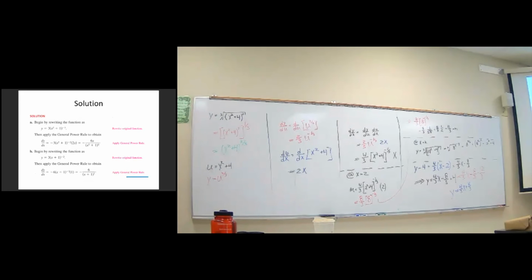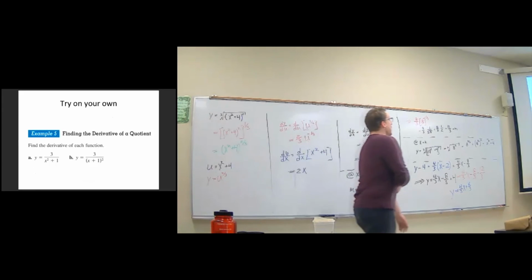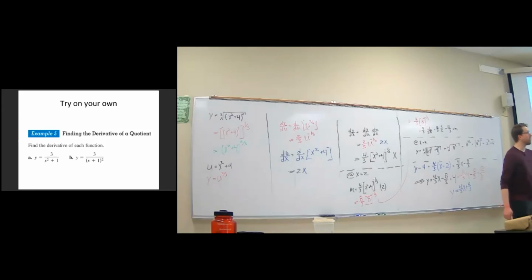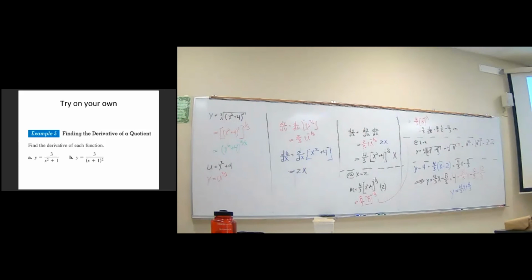For the second time, I'm just going to jump straight to the solution on the slide. Looking at example 5, we've got 2 problems, A and B. They can be tackled in a couple of different ways. Notice A could just be tackled with the simple power rule, or my mistake, no, it can't. It can be tackled with the quotient rule or with the chain rule. B can only be tackled with the chain rule.